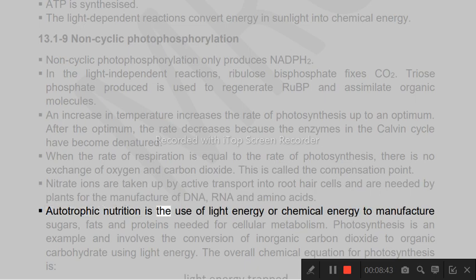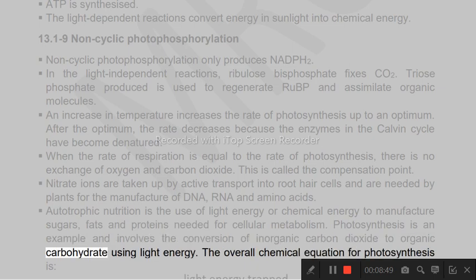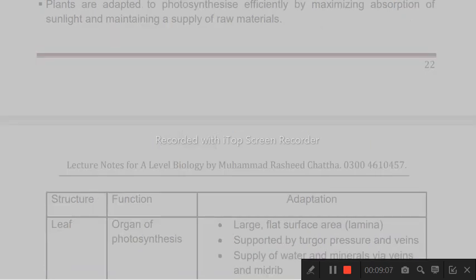Autotrophic nutrition is the use of light energy or chemical energy to manufacture sugars, fats, and proteins needed for cellular metabolism. Photosynthesis is an example and involves the conversion of inorganic carbon dioxide to organic carbohydrate using light energy. The overall chemical equation for photosynthesis is: Plants are adapted to photosynthesize efficiently by maximizing absorption of sunlight and maintaining a supply of raw materials.